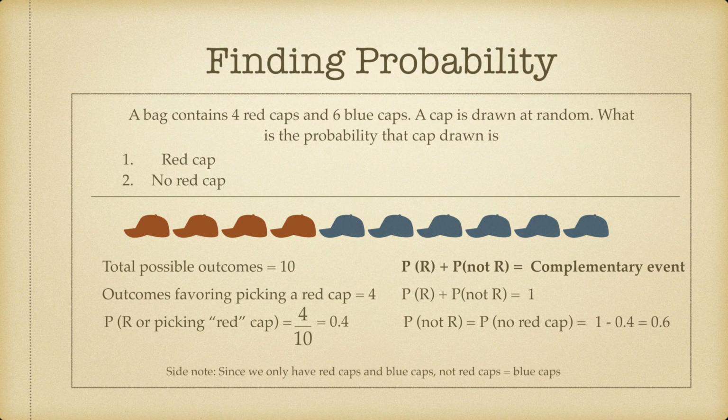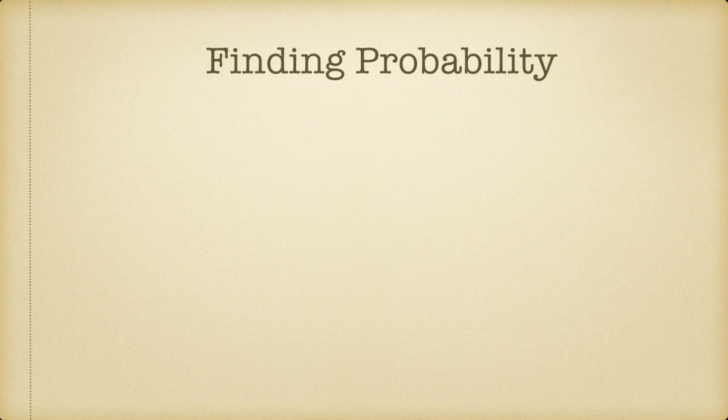So quickly recall that in this particular example, because we have only 2 sets of things, red cap and blue cap, not red is also equal to blue in this example. So we could have also found out the probability of picking a blue cap, which would have been 6 divided by 10 or 0.6. Let's take a look at our second example.